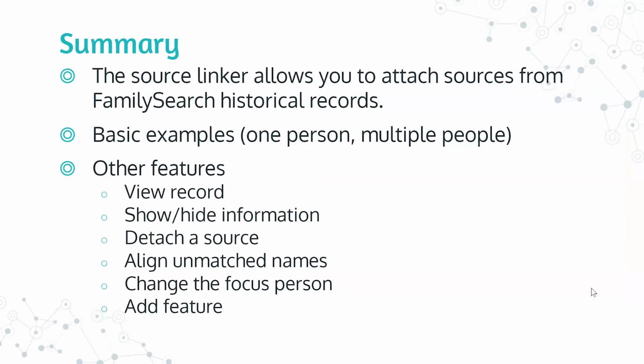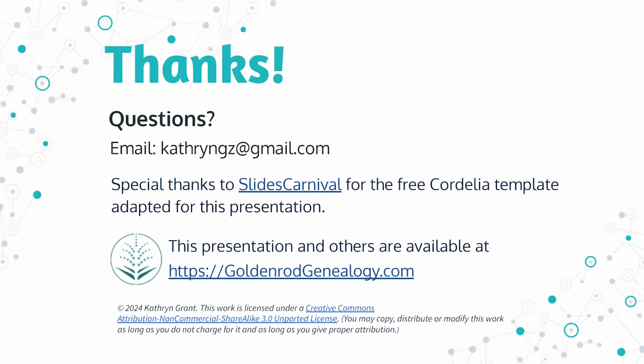So that brings us to the end of our webinar today. Just by way of review, we talked about how the amazing Source Linker lets us attach sources from FamilySearch historical records. We walked through a couple of examples where we had one person on a record and multiple people, and then we looked at each of these features on the Source Linker. So thank you very much for attending. And Joe, do we have any questions that we need to address?